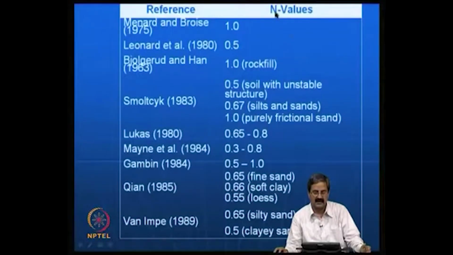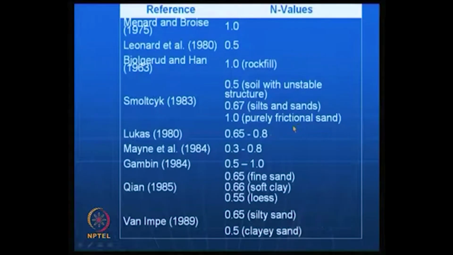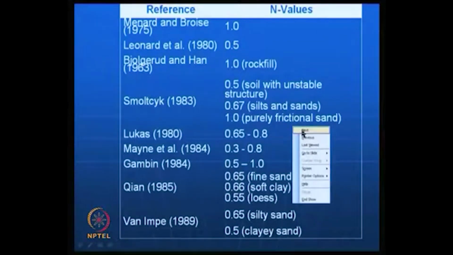Like this is a small n value, actually there are different coefficients to be used in that formula. Depending on the soil type, the values are given by different investigators. These are all from field.